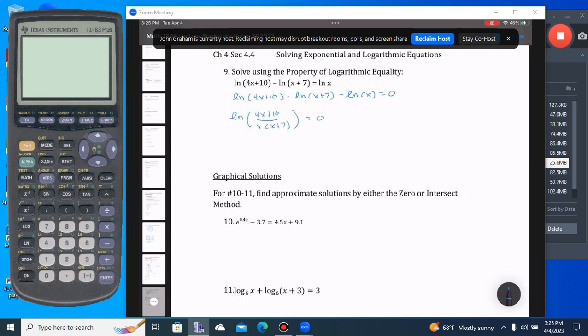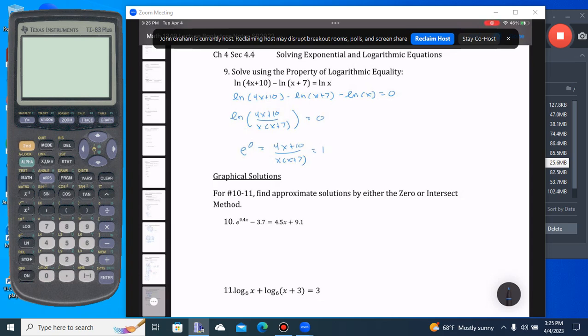And that's going to be equal to 0. Right, so our base here is e, our exponent is 0. It's going to equal 4x plus 10 over x times x plus 7. Now, e to the 0 is just 1. That's just equal to 1. So we can now solve this.